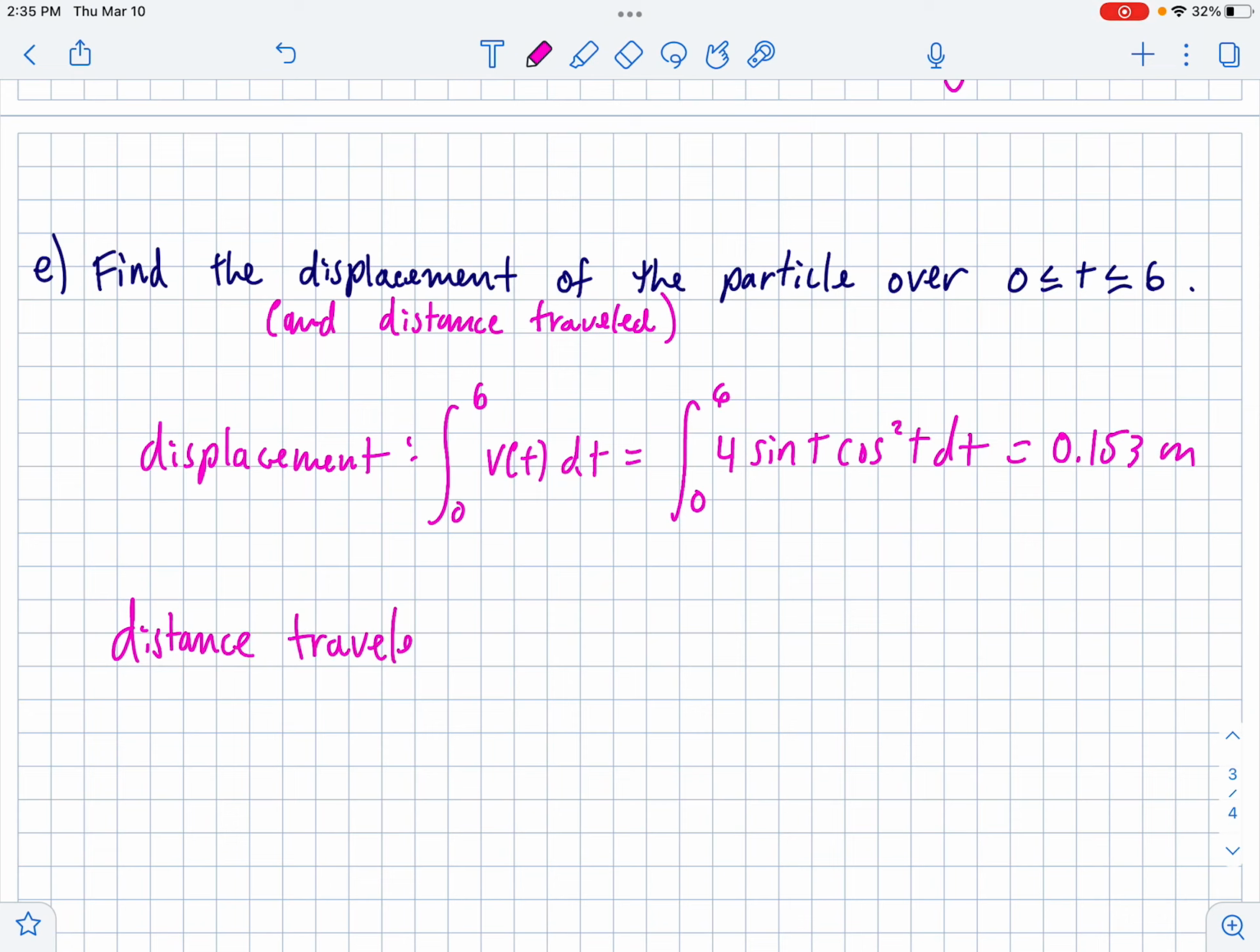Now, distance traveled is when you get to use that absolute value trick. And you go 0 to 6 of the absolute value of the velocity. So we'll do 4 sine t cosine squared t absolute value dt. And this equals 5.18 meters.